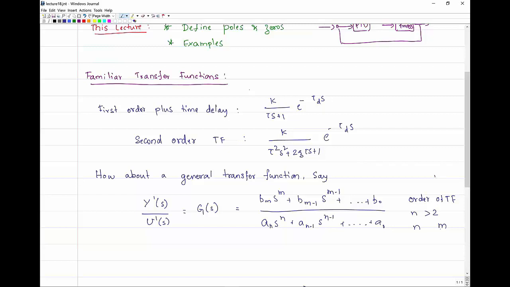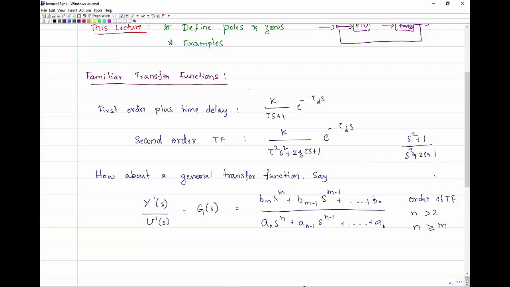For these transfer functions, we're going to assume that n is greater than or equal to m, where n is the order of the denominator polynomial and m is the order of the numerator polynomial. You might recall that all causal transfer functions satisfy this property. In other words, all causal transfer functions have a numerator order that is less than or equal to the denominator order. If that's not the case, then we run into systems that are called non-causal systems.